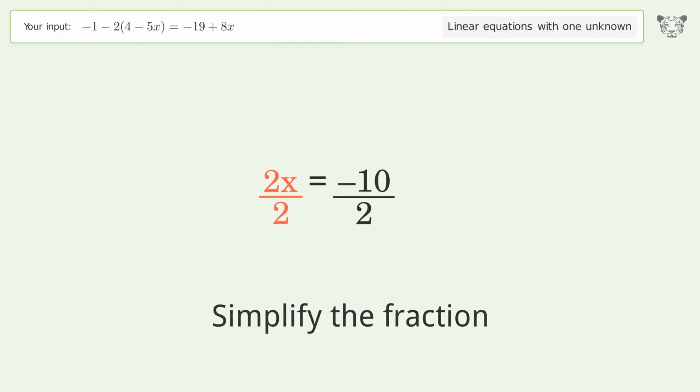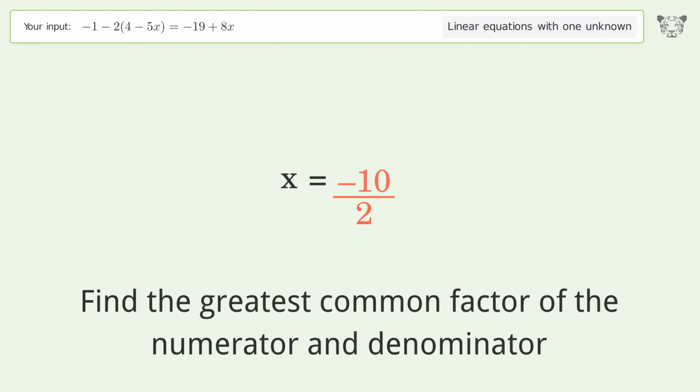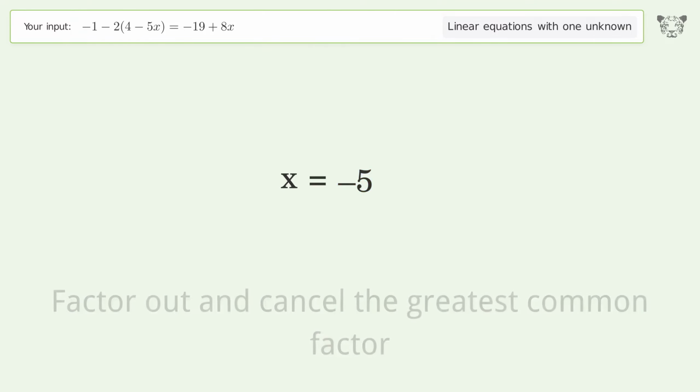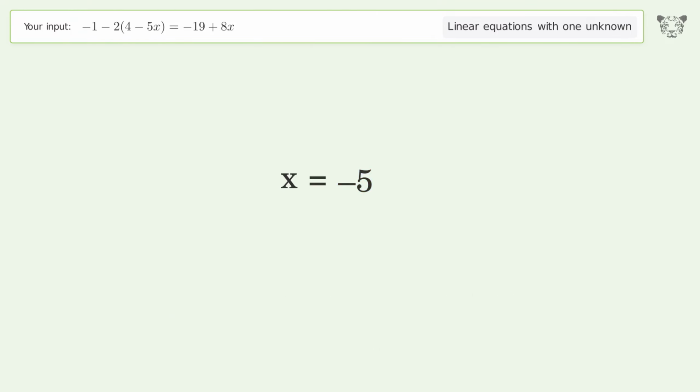Simplify the fraction. Find the greatest common factor of the numerator and denominator. Factor out and cancel the greatest common factor. And so the final result is x equals negative 5.